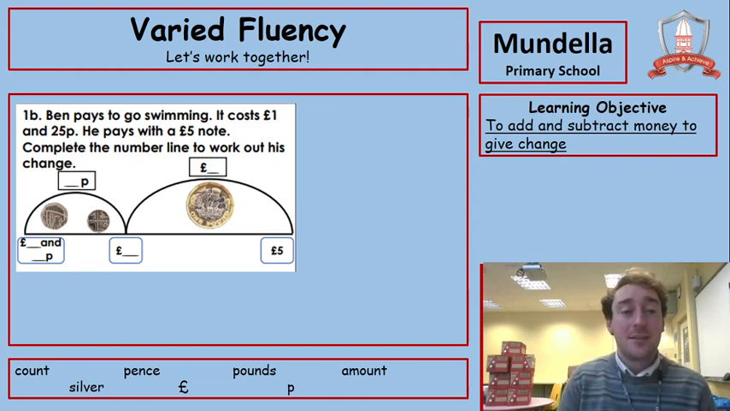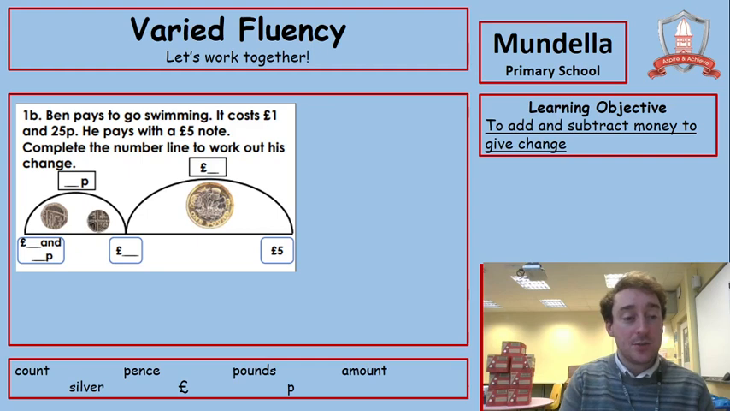Okay, let's work together. Bit of fluency. We have a question that says Ben pays to go swimming. It costs £1 and 25p. He pays with a £5 note. Complete the number line to work out his change. Okay.